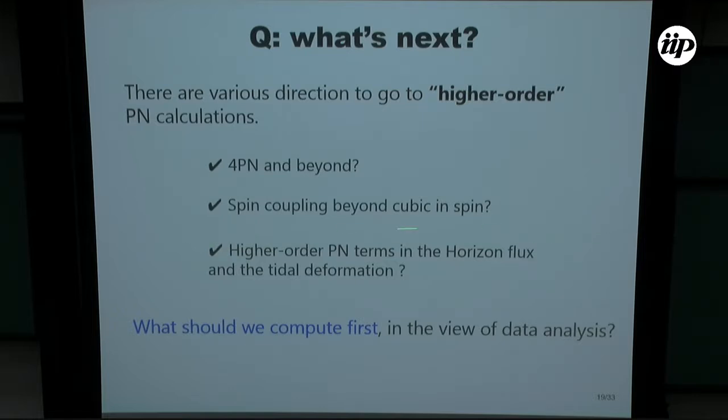And also we know some spin coupling terms in the equation of motion and the flux. Currently, we can compute up to certain order, 3.5PN, including the spin linear, spin squared, and spin cubic terms. But do we need more spin interaction terms?